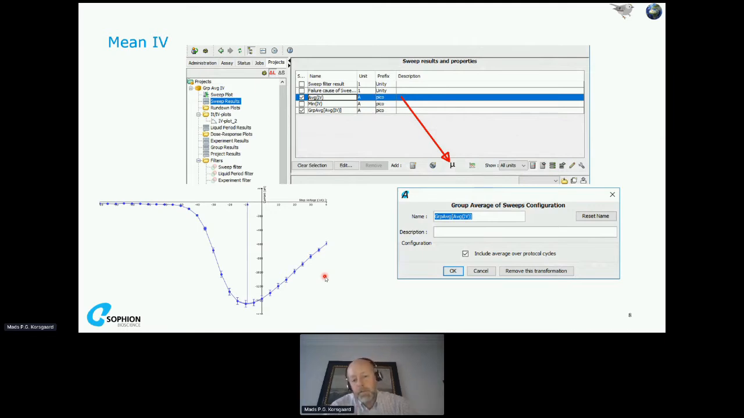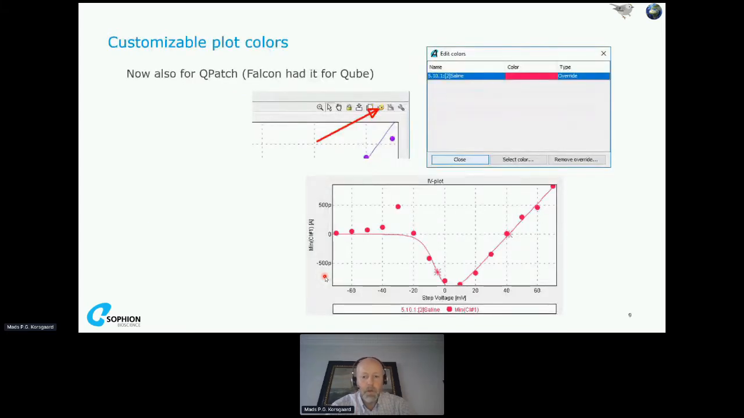Speaking of these averaged currents, you can appoint any sweep you like to do normalizations in this version. And small, but not the least, you can also customize the colors of your plots. We have had that since the last version on Qube, and now the two platforms have been even more aligned. So now you can also do that on Qube.